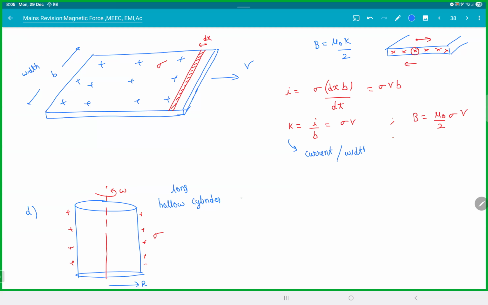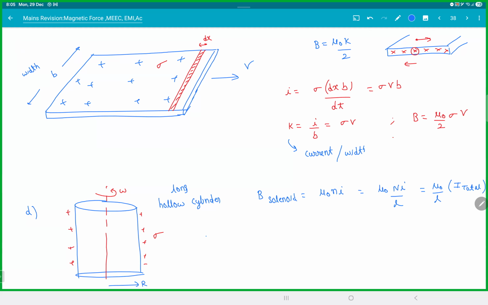Same thing you have to do for a hollow cylinder. Remember the magnetic field of a solenoid is mu naught n I. Now what we will do is I will write capital N into I by length L. So I can write this as mu naught by L, and N into I will be I total. That is the total current in all the loops.